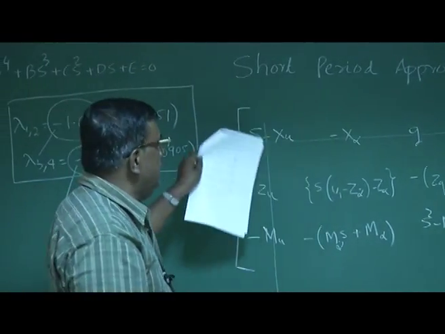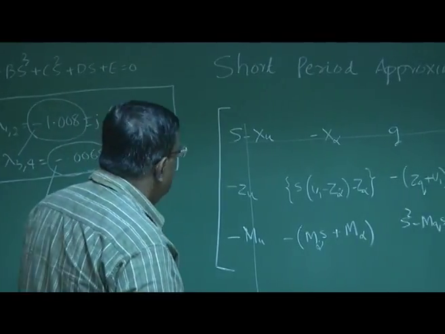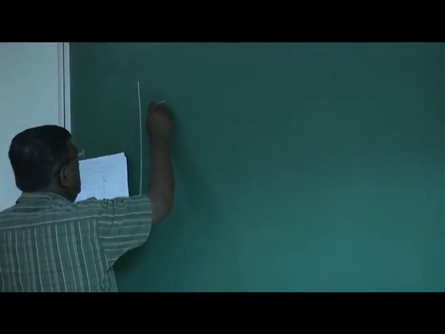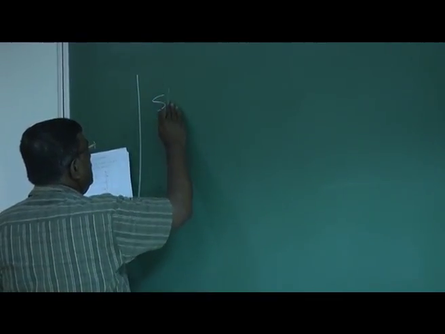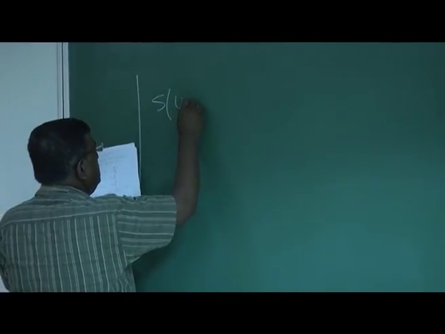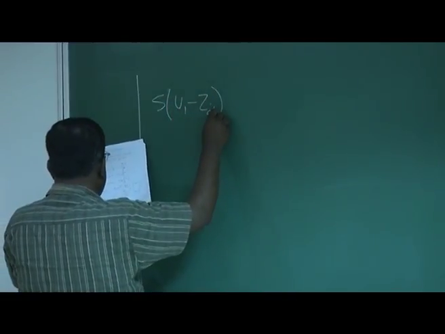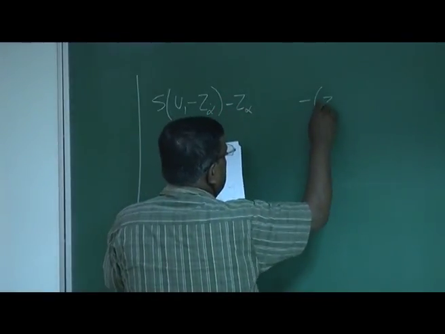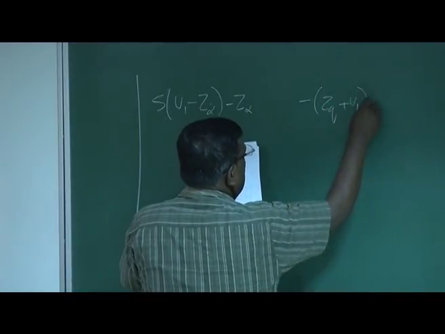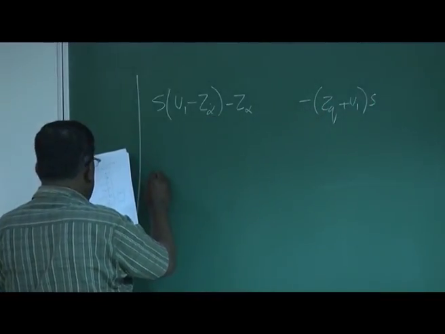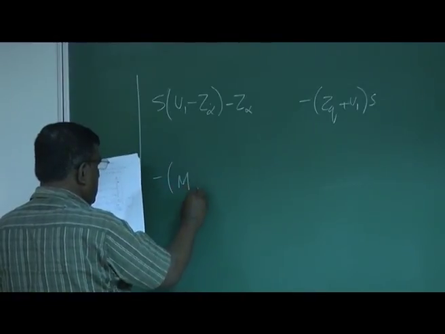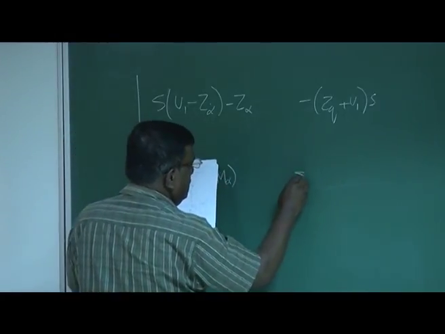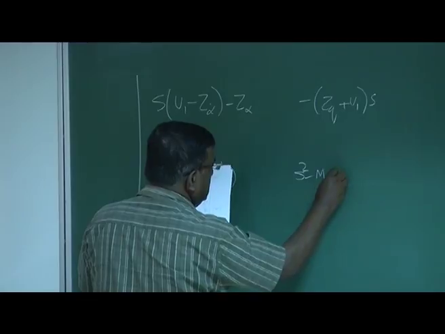This one, and here we neglect it, and then we get an equation of the form: determinant is s u1 minus z_alpha dot, minus z_alpha, minus z_q plus u1 s, minus m_alpha dot s plus m_alpha, and s squared minus m_q s.